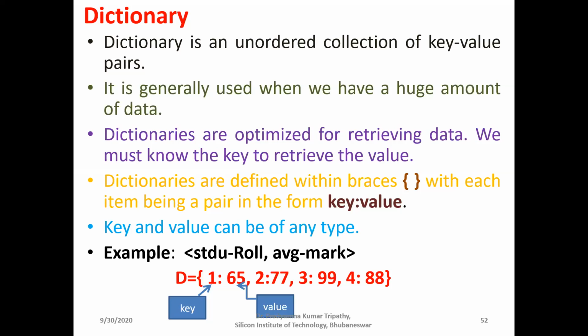It is generally used when we have a huge amount of data and we want to retrieve it from there. Dictionaries are optimized for retrieving data. We must know the key to retrieve the value. For example, you have kept the information of thousands of students, and each student has a unique SIC number. Now the SIC number is being mapped with name, mark, grade, and many other things.